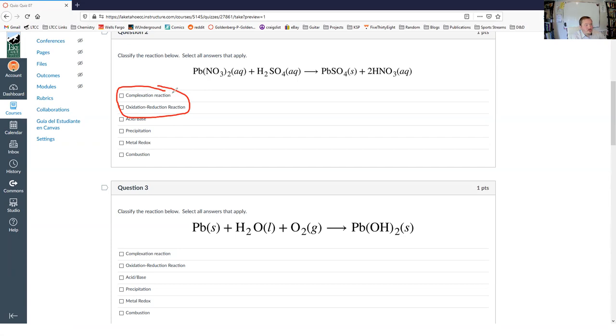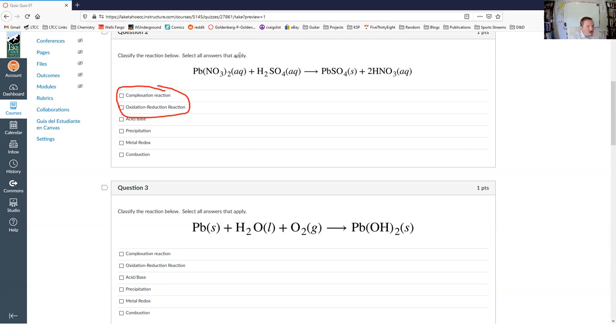For all of these, all of them were either a complexation reaction, which are those Lego reactions where nothing is changing oxidation state, or a redox reaction where it is changing oxidation state. So even though there's a million and one other ways to classify chemical reactions, this is the broadest form. It's either a redox reaction or not.